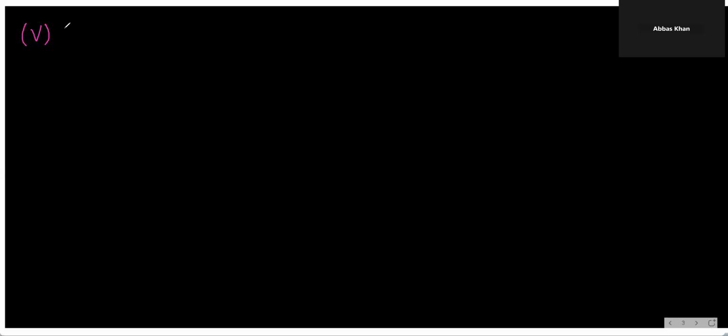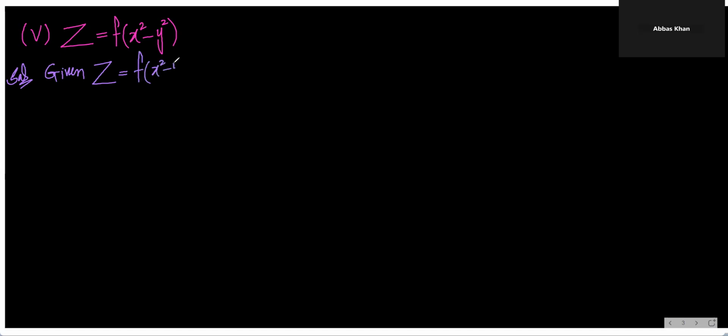Suppose you have a question like this: z is equal to a function of x square minus y square. Now you tell me what you are doing and how you are doing to solve this. Come on, tell me. Step number 1, given: z is equal to a function of x square minus y square. Come on, start your work. Mr. Abbas, start your work and tell me.